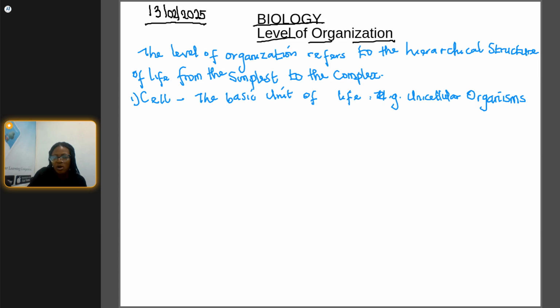An example of unicellular organisms is the euglena, we have the amoeba, we have the paramecium, etc.